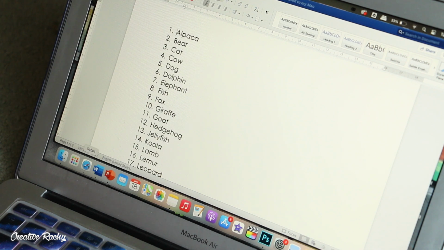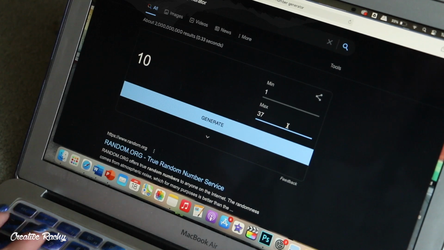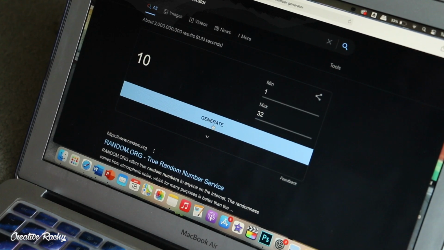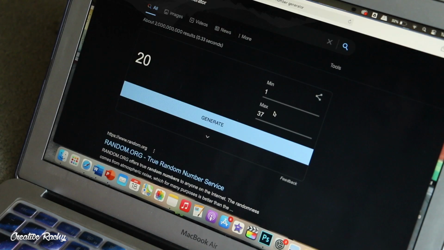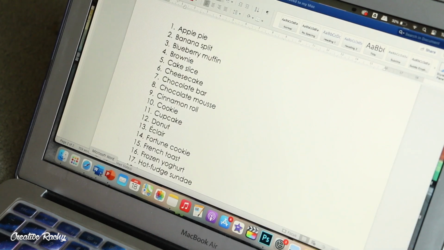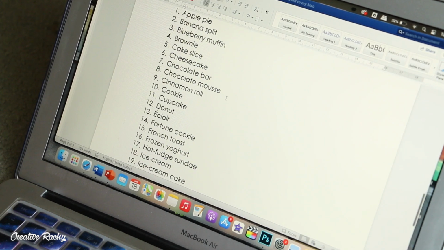Now we'll move on to the next one. So I'm going to find out my animal, and the number is 18, which is a lion, okay? And the food item I'm going to be mixing with the lion is number 8, which is a chocolate mousse. You know what? It actually would have been perfect if the moose was lined up with the chocolate mousse. But anyway, so I need to try and combine a lion and a chocolate mousse.